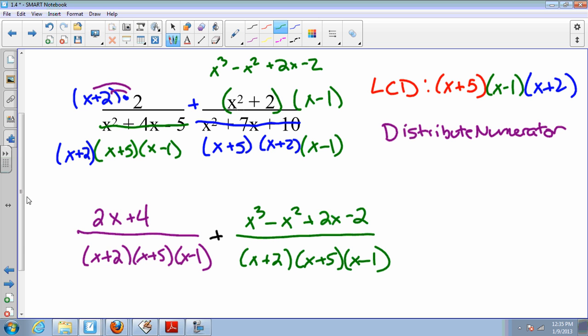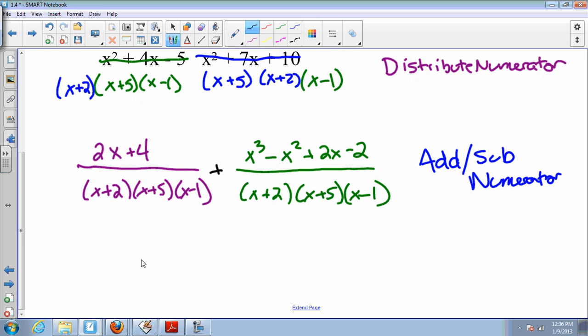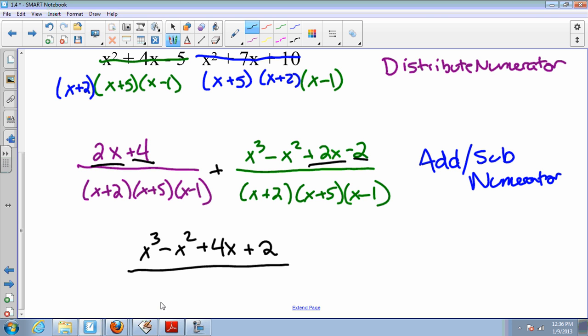Alright, since we're adding the two fractions, we need to add the numerators. So we find the highest degree, that would be an x cubed. There's no other terms. We got a minus x squared. We got a plus 2x plus a 2x, which goes to plus 4x, and we got a 4 minus 2, so plus 2, over the common denominator.